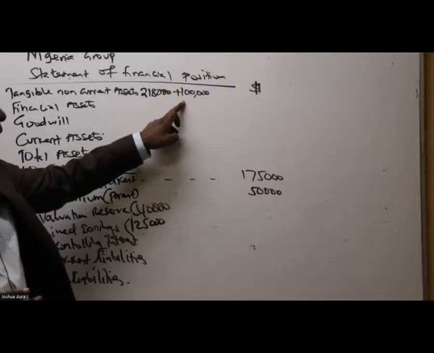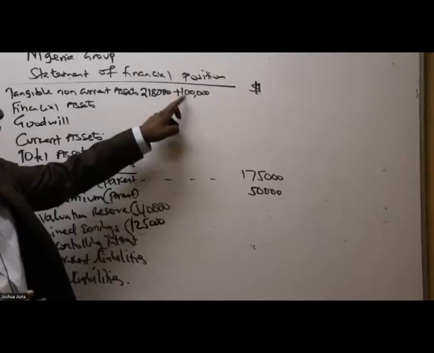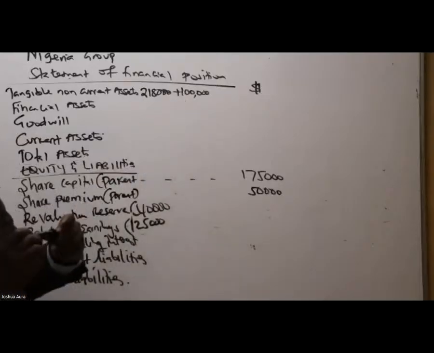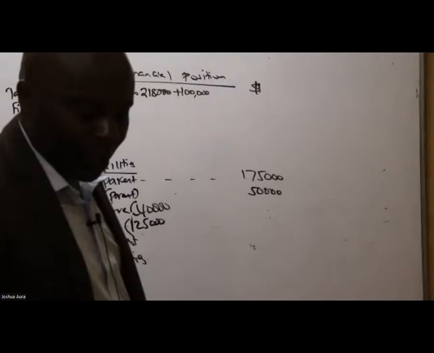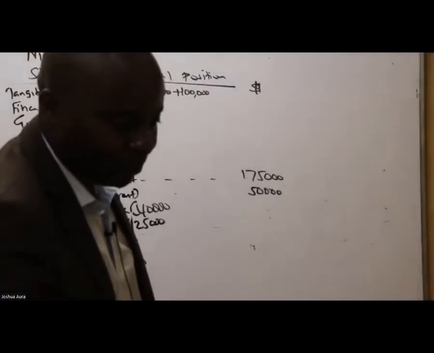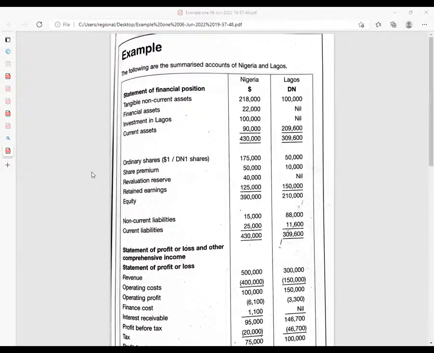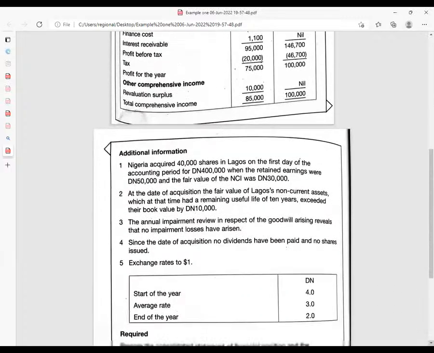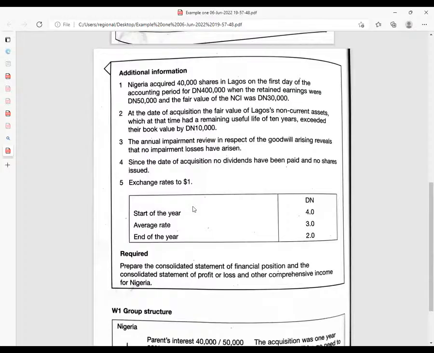So please tell me, for this 100,000 tangible non-current assets, which rate should I use to translate it? The exchange rates are given down here.